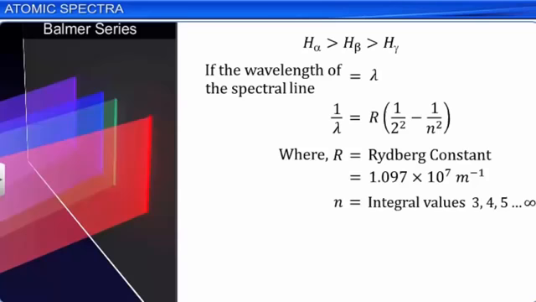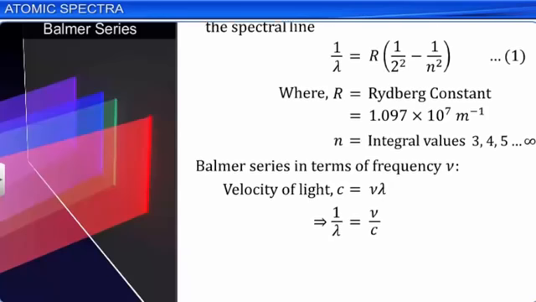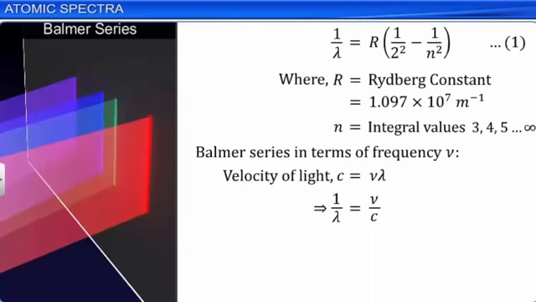The Balmer series can also be written in terms of frequency, nu. We know that the velocity of light c is equal to nu lambda. That implies 1 by lambda is equal to nu by c. Substituting this value of 1 by lambda in equation 1, we get nu is equal to Rc into 1 by 2 squared minus 1 by n squared.